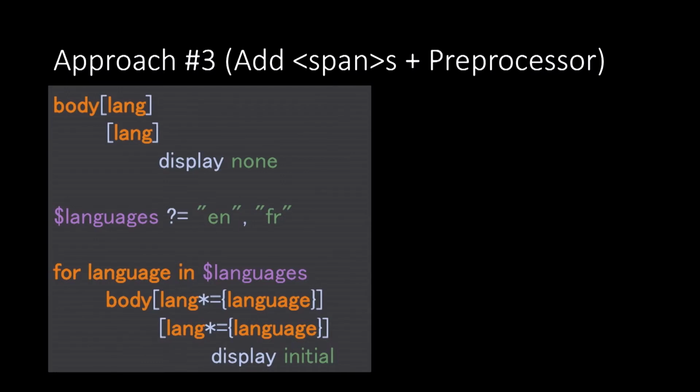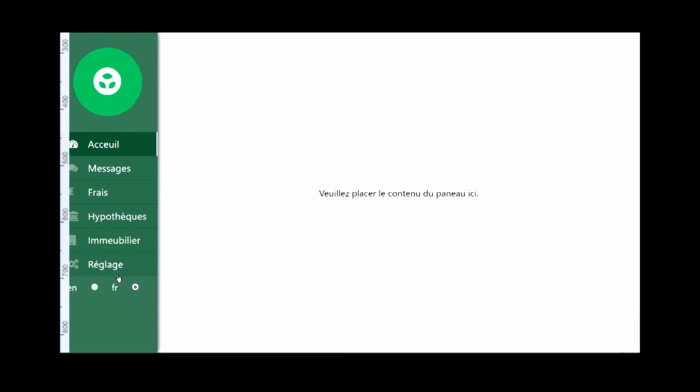So this is my final approach. I think this is pretty cool. Basically, this is Stylus code, and what you do is you just add the translated text side by side. And this is just a loop using Stylus. You go through the languages, and then you fall back to display initial. That allows you to cascade properly. And this is what it looks like in the final result.